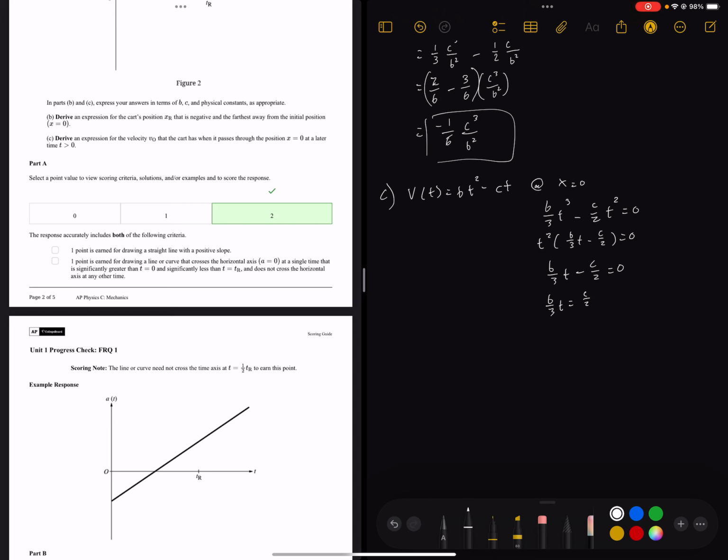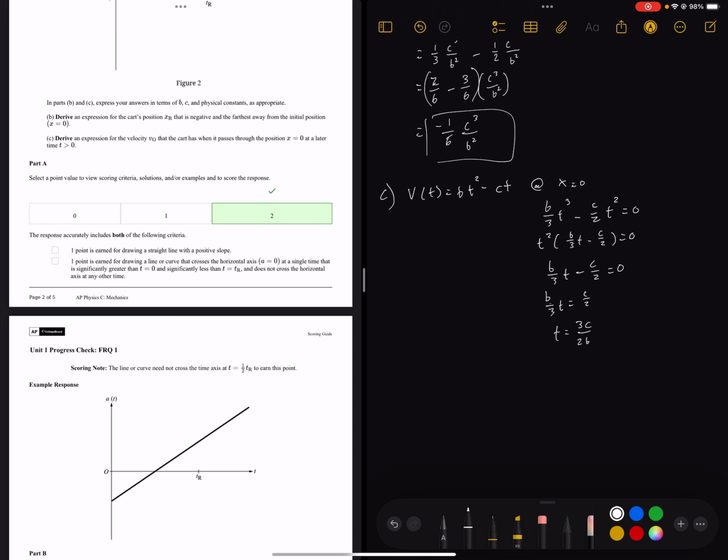And then solving for t, I'm basically going to multiply both sides by 3 over 6. Right, so I have here 3. Oh, wait, what am I doing? It's b over 3. I'm mixing up my b's with 6's. Okay, b over 3. All right, so I'll multiply both sides by 3, divide both sides by b, so I can get a final expression, 3c over 2b. That's my time.